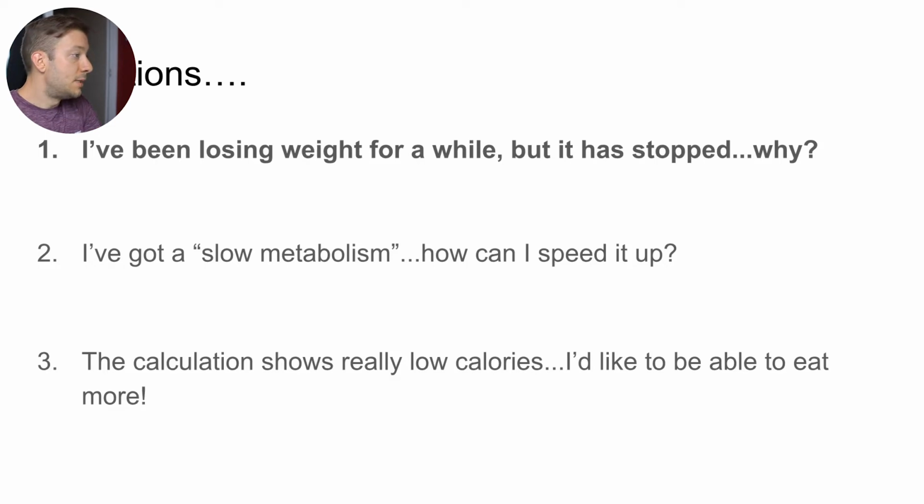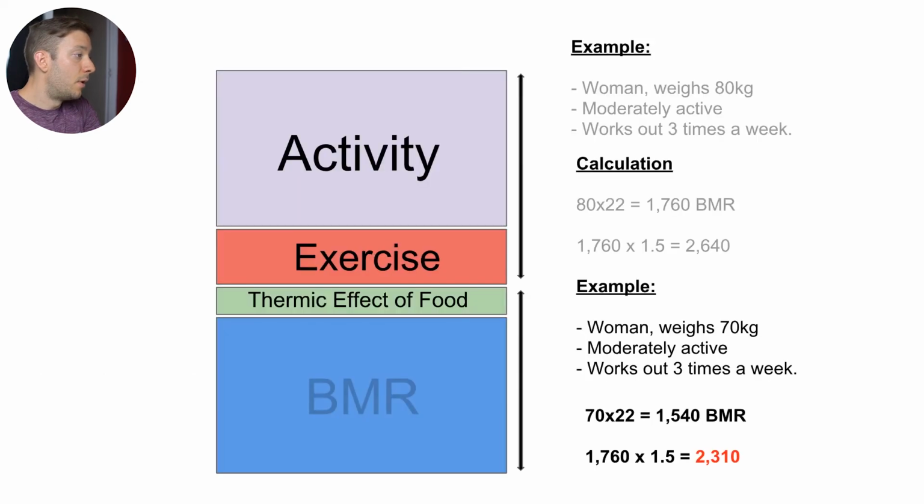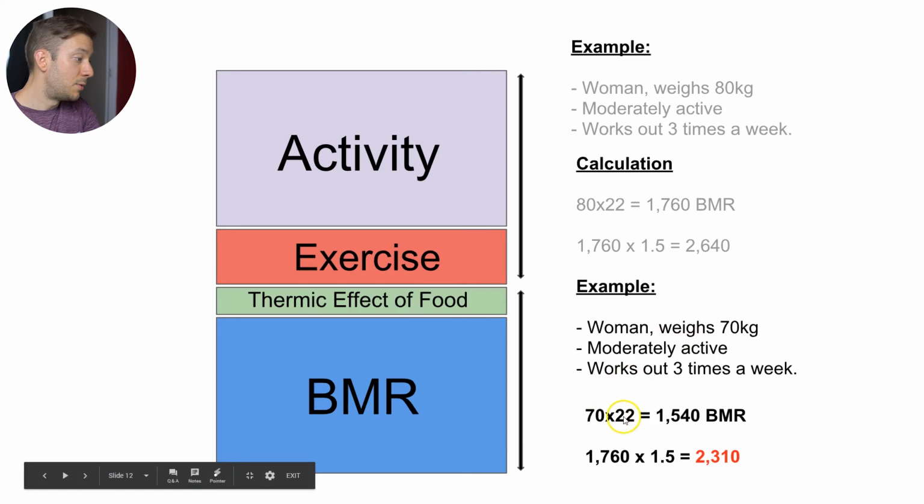Why? This is a really easy one to answer, and it could be for a number of reasons, but a very common one is the following. Remember, she weighed 80 kilograms and we worked out her BMR, which was 80 multiplied by 22. Now, she's dropped weight, so let's say she's now 70 kilograms. That means her BMR would have dropped. So 70 multiplied by 22 is 1,540.